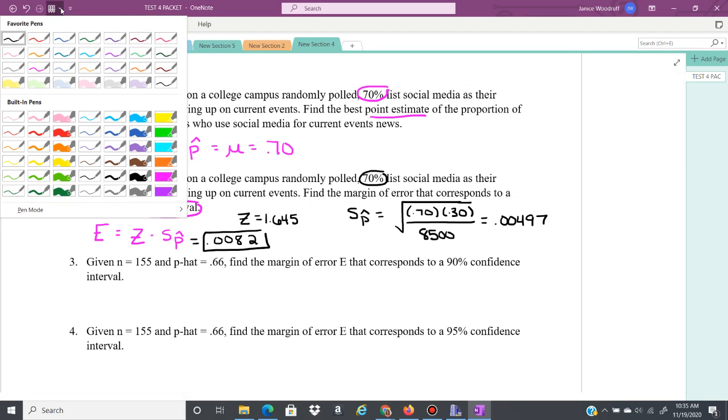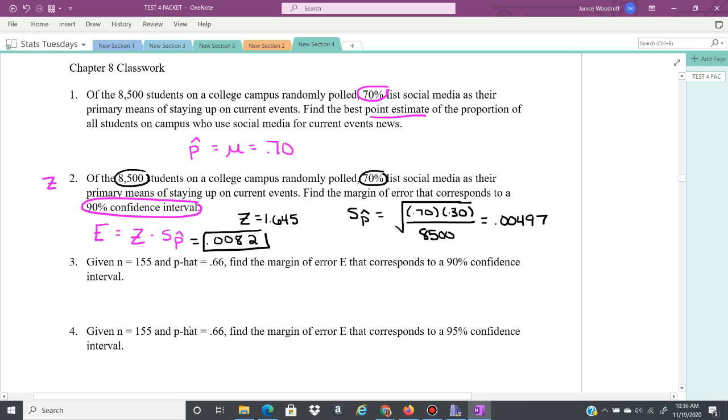All right, number 3. We are given a sample size of 155, p hat 0.66. Find the margin of error E that corresponds to a 90% confidence interval. So this is the same thing as number 2, just with different values. Again, I'm using a z. My z in this is a 90% confidence interval, so it's the same z I'm using in number 2. So I have a z of 1.645 times my standard deviation of p hat. So I'm using the same formula here.